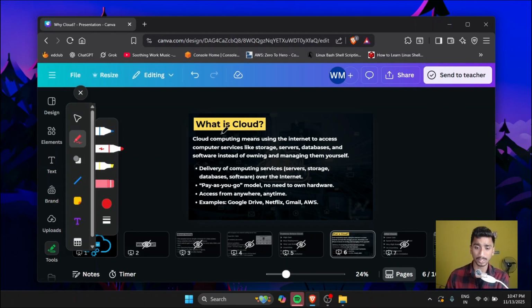Cloud computing means using the internet to access computer services like storage, servers, databases and software instead of owning and managing them yourself.